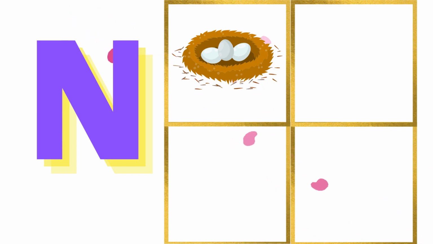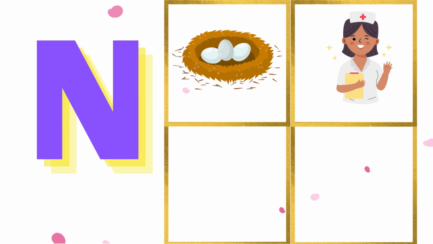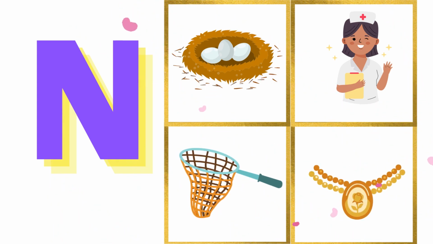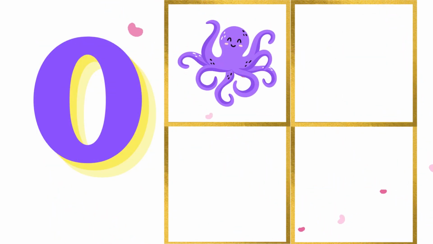A, B, C, D, E, F, G. N for nurse. N for net. W, X, Y, Z. N for necklace. My ABCs. Next time, won't you sing with me? A, B, C, D. O for octopus.